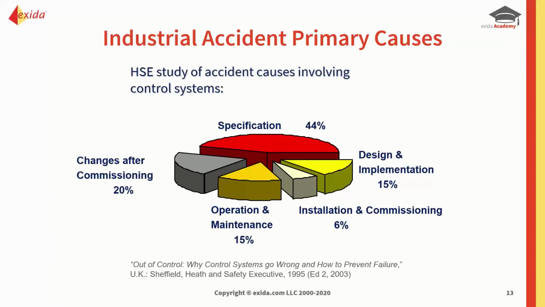And typically, we worry about systematic problems. And this is the famous pie chart that the HSE produced in 95 and again in 2003. What it shows is that 44% is down to bad specification, but also 15% is down to design and implementation. So if your specification is wrong, then of course you can't expect your design to be right.